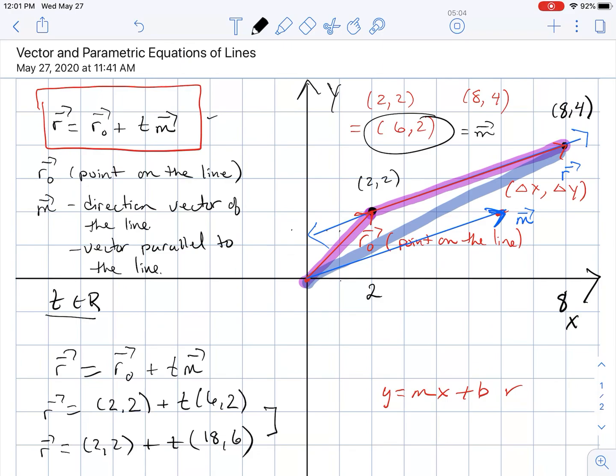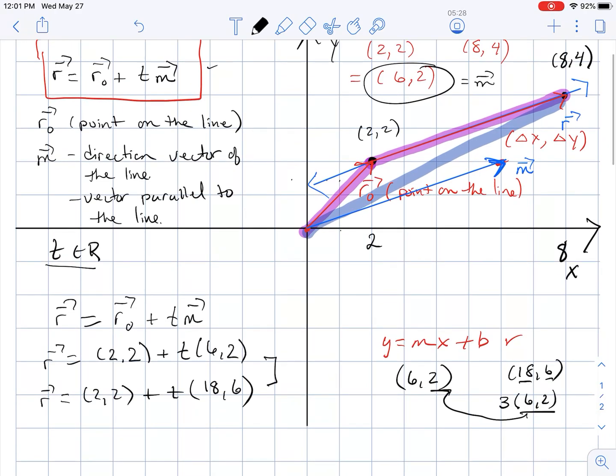Now you might say, well, wait a minute. One is (6, 2), and one is (18, 6). Well, that's where t comes in, right? T comes in because if you look at (6, 2) and (18, 6), out of (18, 6), I could factor out a 3 there. And then notice I'm just right back to (6, 2). So that was that concept of collinear vectors we talked about. So in this case here, t is actually 3. So the presence of that t just helps remind us that there is an infinite number of vectors we could use for direction vectors. Because basically you're going to have all these vectors that are parallel to that line.